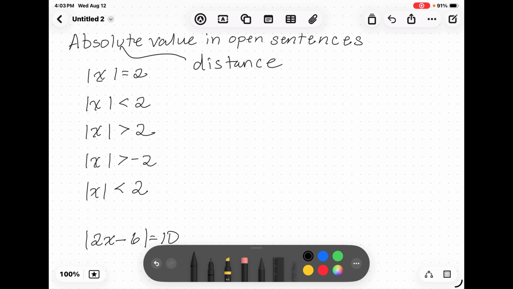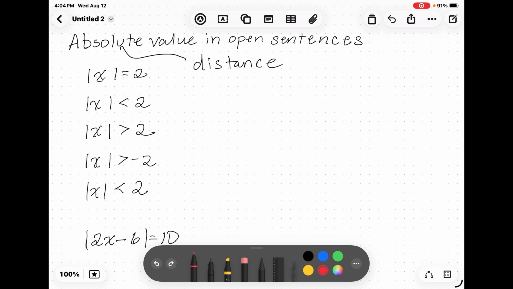Let's look at these 5. Thinking about what you know about absolute value, and also what you know about open sentences, look at these 5 sentences and think, there are a few things going on here. One is we've got a variable. And what do we do when we see a variable? We want to solve for the variable. Second thing is that we have absolute value. And the third thing is we have all the different possibilities for equals, greater than, less than, etc. So just take a moment and think about that.